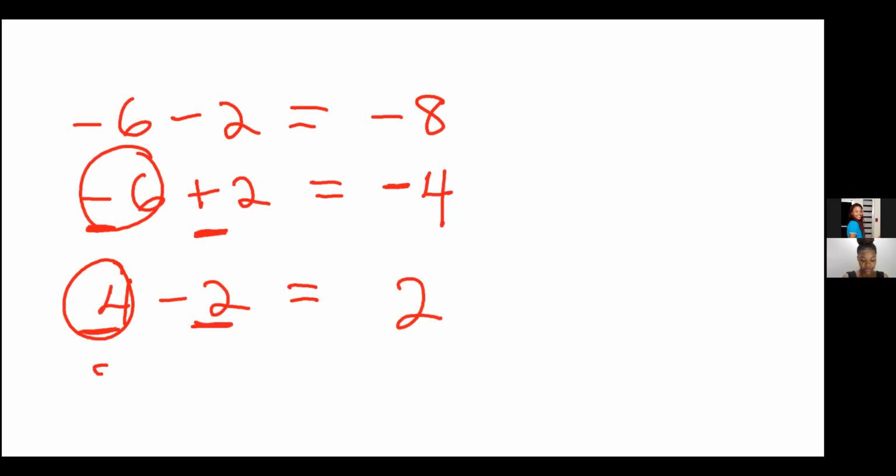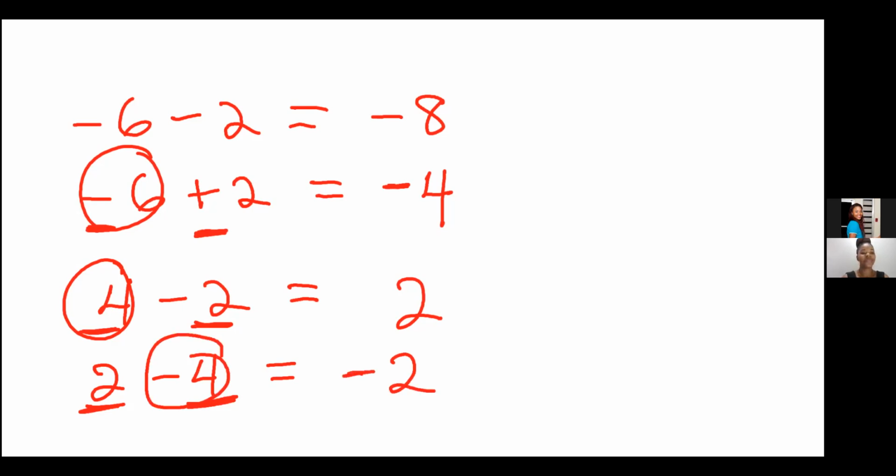Let's do 2 minus 4 now. Signs are different because this is positive and this is negative. So it's going to be subtraction, which is 4 minus 2, which is 2. And the sign on the bigger number is negative. So that's some quick examples with regards to addition and subtraction and multiplication and division for our signs.